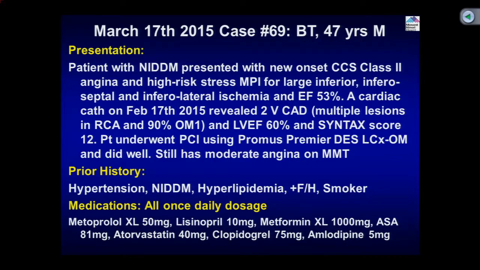The case is a 47-year-old male who is a diabetic patient, with new onset angina last month after a strongly positive stress perfusion imaging involving both the RCA and circumflex distribution. At that time EF was borderline. The patient had a cath and had two vessel disease. We will show you multiple lesions of the RCA and one lesion in the circumflex, and the patient underwent stenting. We will go to the angiogram now.